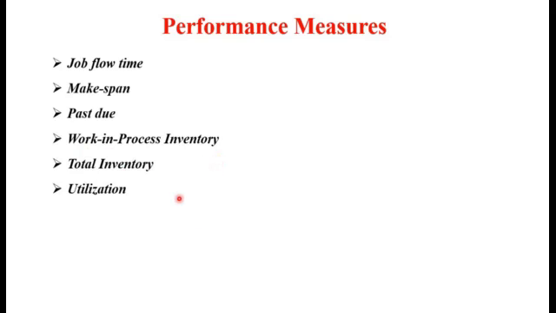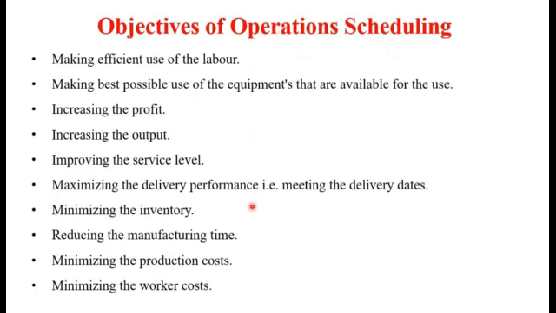Then utilization. The percentage of the work time productively spent by a machine or a worker is called utilization. Now this is all about the performance measures on which performance is measured. Objectives of operations scheduling.